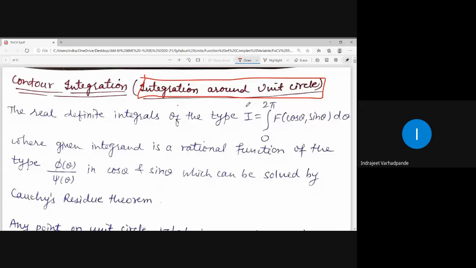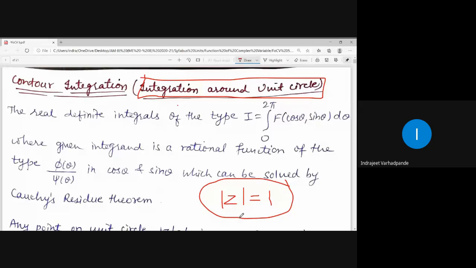So in this case also, contour integration around the unit circle. Now tell me, what is the interpretation of a unit circle? Unit circle means what? Mod z is equal to 1. Unit circle means a circle whose radius is 1. How will that circle be represented? That circle will be represented in the standard form as mod z is equal to 1.